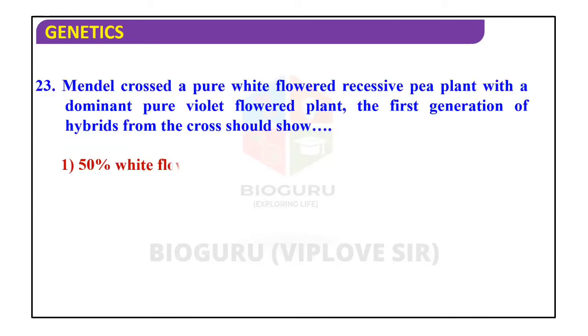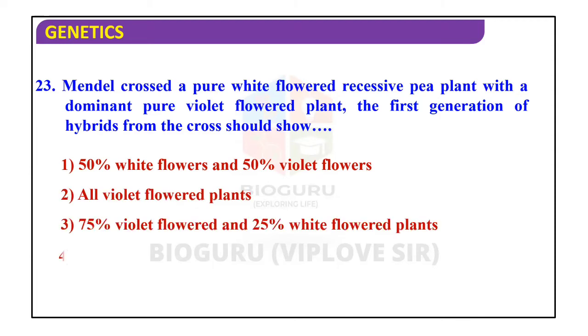Mendel crossed a pure white flowered recessive pea plant with a dominant pure violet flowered plant. The first generation of hybrids from the cross should show 50% white flowers and 50% violet flowers, all violet flowered plants, 75% violet flowered and 25% white flowered plants, or all white flowered plants. Yeah, it is all violet flowered plants.